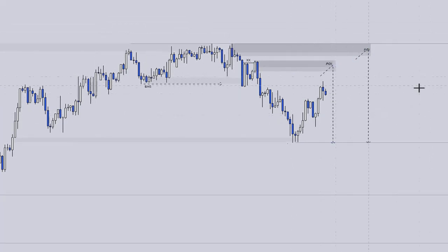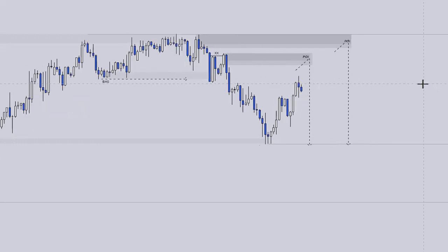Once price mitigates them, what I want to see is my lower time frame confirmation. If this supply zone right here fails to hold price, then probably I'm fine. It's okay if my supply zone does not hold price. And then I will probably look at this other supply which is at the extreme high, and I'll be looking at it for another confirmation.